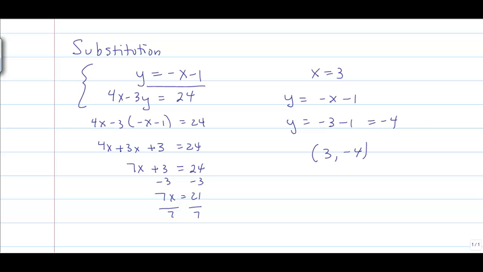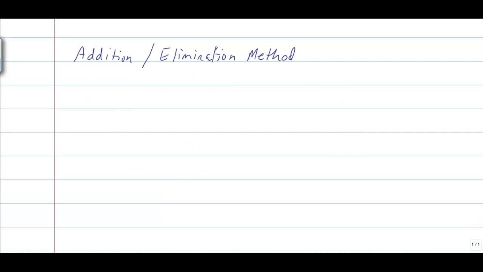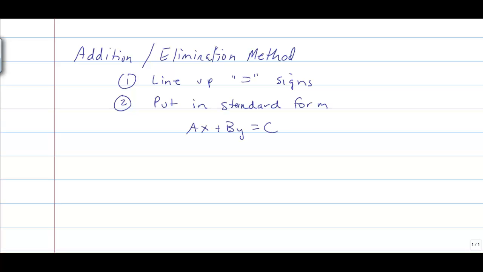Again, we could test this by taking the 3 and -4, plugging that into the first equation, and plugging that into the second equation. The other method is another algebraic method, and this is the addition or elimination method. The trick to using this is to line up the equal signs and to put the equations in standard form. Standard form is when you have ax plus by equals c. That is, the x and y's are on the left-hand side of the equal sign and the constant is on the right. Let's look at an example of this.